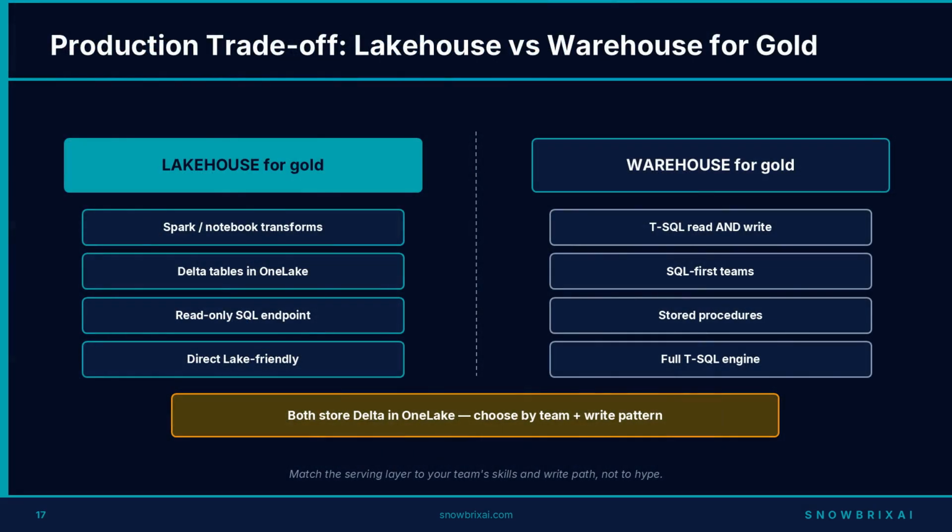Let me give you a real production trade-off. Lakehouse versus warehouse for your gold layer. Lakehouse gold is Delta written by Spark. It shines when your transforms are notebook-driven, and when you want Direct Lake. A Fabric warehouse is a full T-SQL engine with writes. It is better when your team and tooling are SQL-first. Think stored procedures and SQL developers. So here is the decision rule. Match the serving layer to your team skills and write path, not to hype. And remember, both store Delta in OneLake anyway.